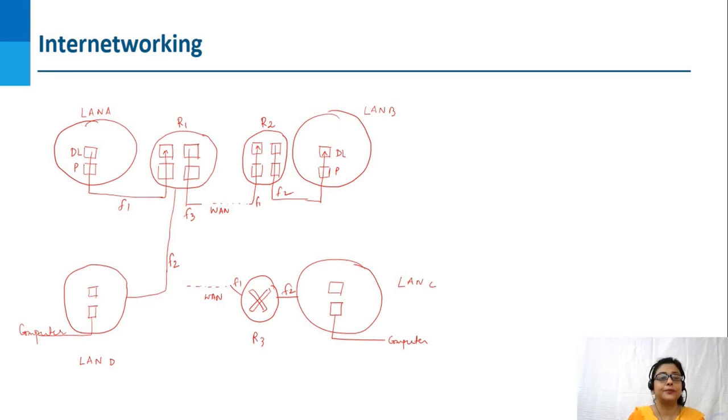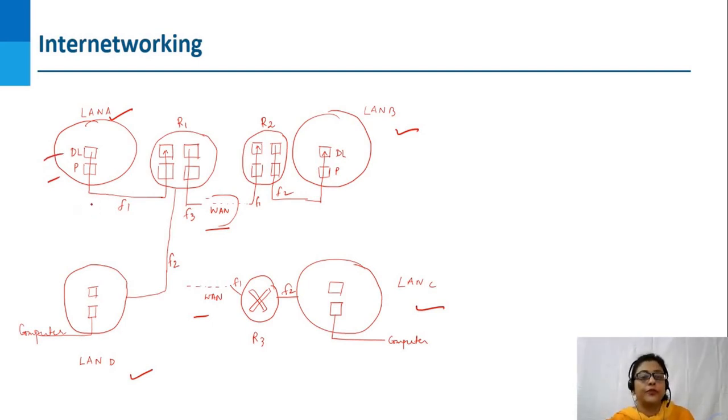Let us understand this internet networking with the help of this example. This example consists of 4 different LANs and a single WAN: LAN A, LAN B, LAN C and LAN D. And there is a single WAN. Now, the physical layer and the data link layer are responsible for node-to-node data delivery within a single network.